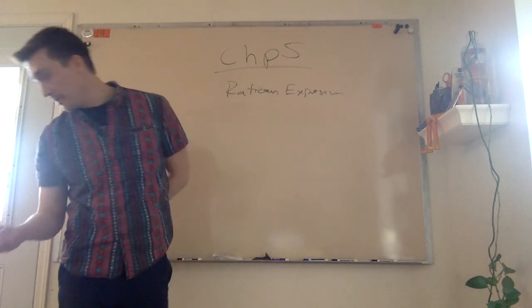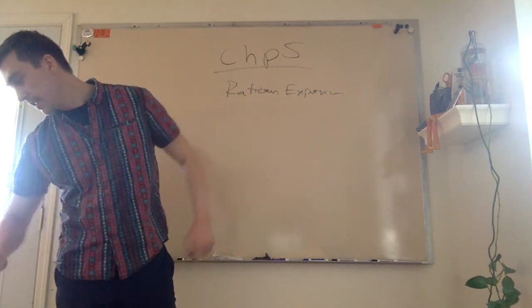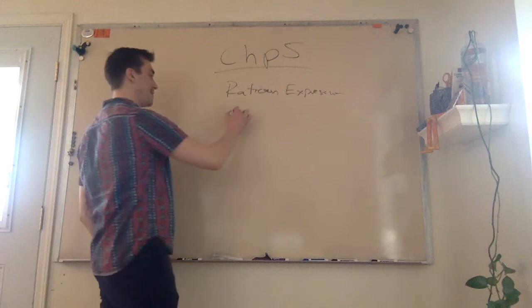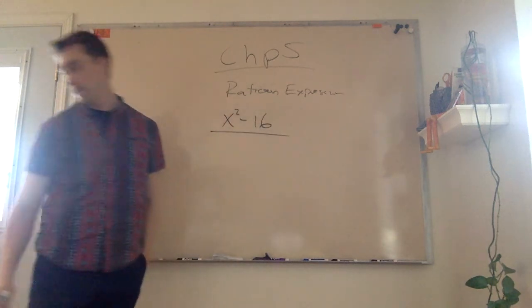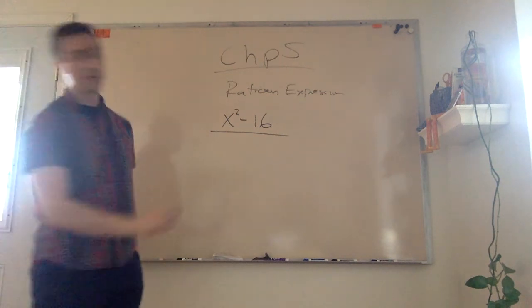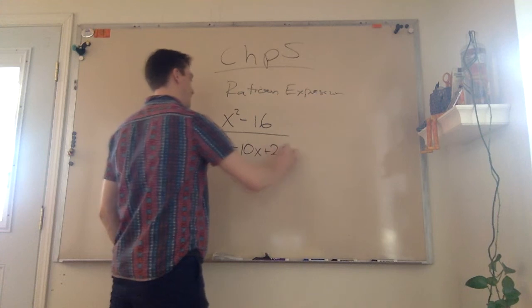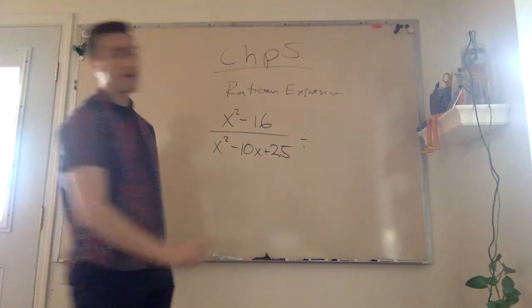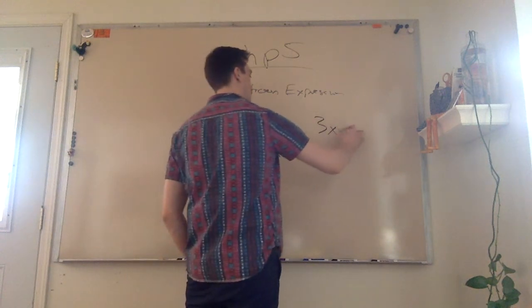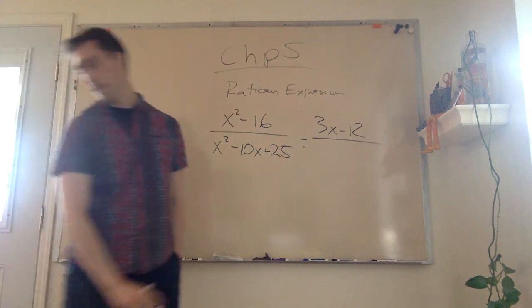So here's another example of this. Let's say x squared minus 16 divided by x squared minus 10x plus 25 divided by 3x minus 12 divided by x squared minus 3x minus 10.